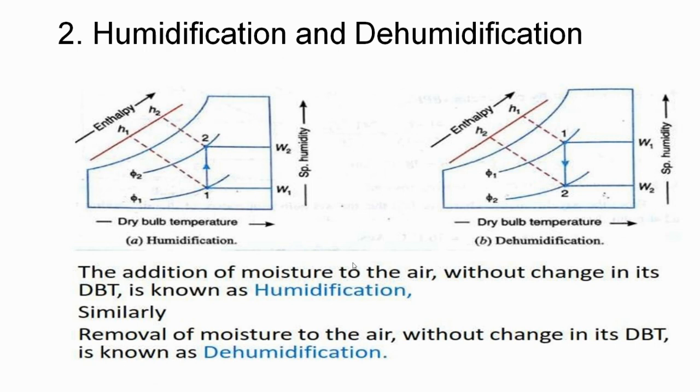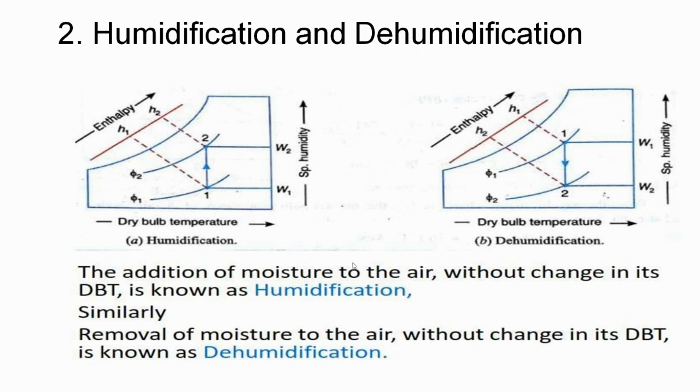In the humidification, basically specific humidity is increasing from W1 to W2, and in the dehumidification, specific humidity is going from W2 to W1. Basically, here we can see process 1 and 2 both having the same temperature, which is DBT. Dry bulb temperature is constant here in this process.